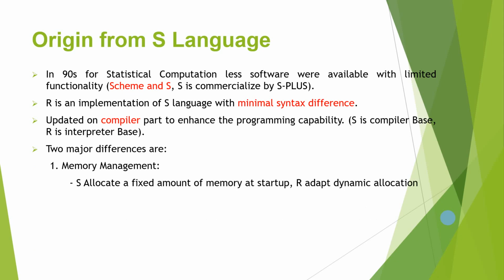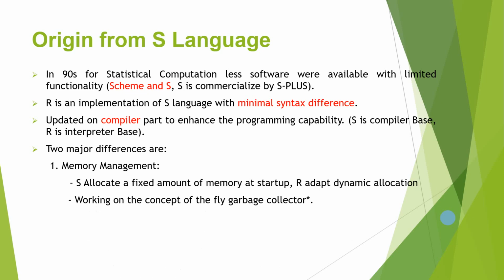S allocates a fixed amount of memory at startup. When the program starts, a fixed memory is allocated to this software, and it is utilized throughout the data analysis activities. But R adopts a dynamic allocation. It takes only as much memory as is required, and utilizes this memory for data analysis activities.